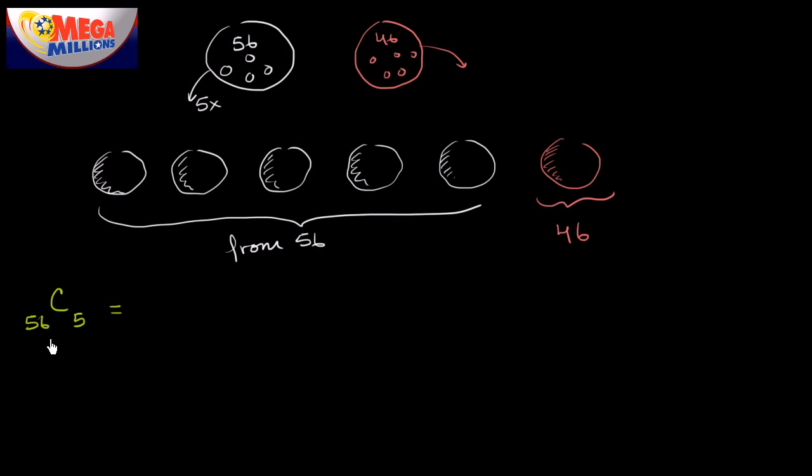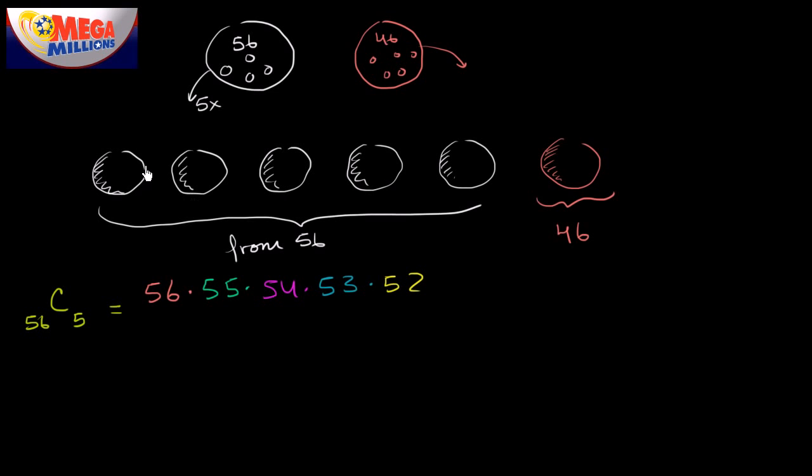Or if you want to think of it in more conceptual terms, the first ball I pick, there's 56 possibilities. Since we're not replacing the ball, the next ball I pick, there's going to be 55 possibilities. The ball after that, 54 possibilities. The ball after that, 53 possibilities. And then the ball after that, 52 possibilities, because I've already picked 4 balls. Now this number, when you multiply it out, is the number of permutations if I cared about order.